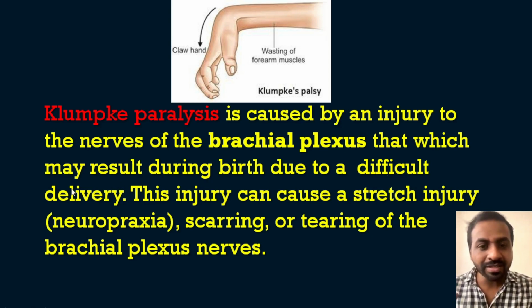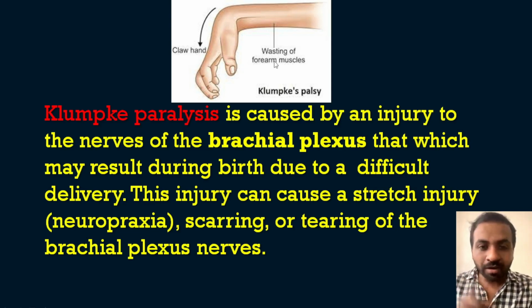Okay, if there is an obstructed labor, or when there is difficulty in labor of the child, at that time Klumpke's paralysis can happen because it can cause a stretch injury or neuropraxia, scarring or tearing of the brachial plexus nerves. Okay, so the characteristic feature of Klumpke's paralysis is that you can see a claw hand appearance and wasting of the forearm muscles. Okay, there will be claw hand appearance and then wasting of the forearm muscles.